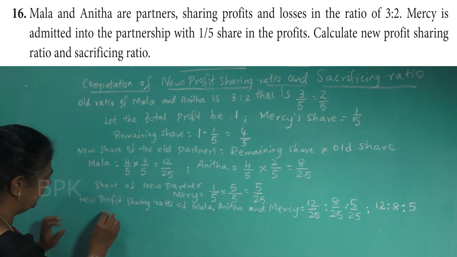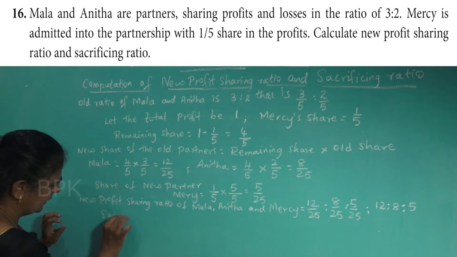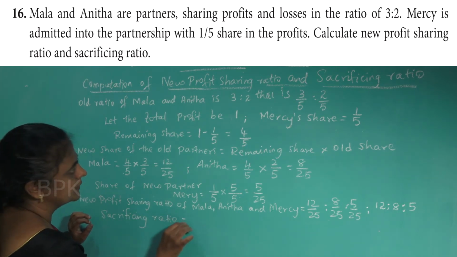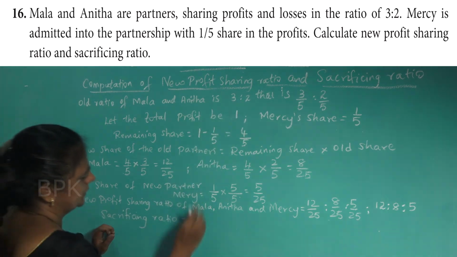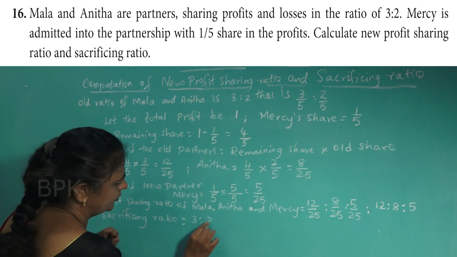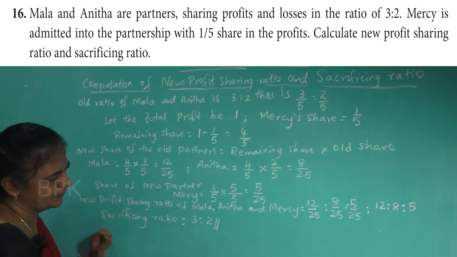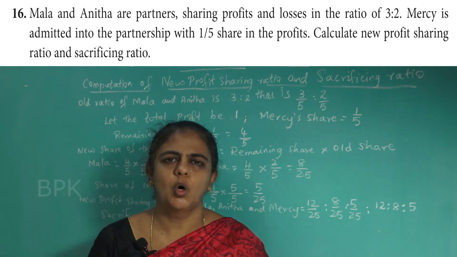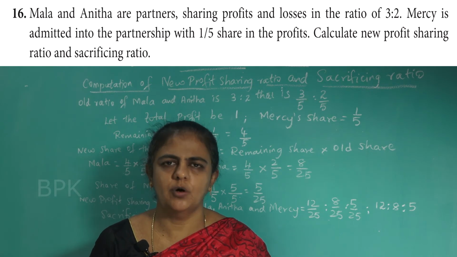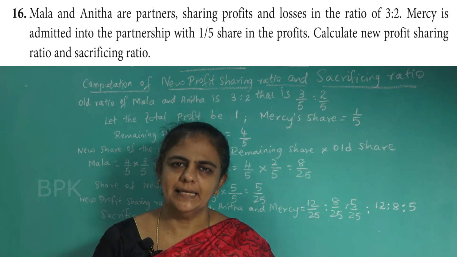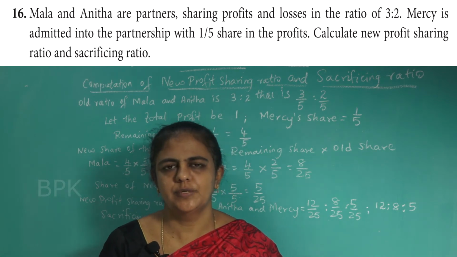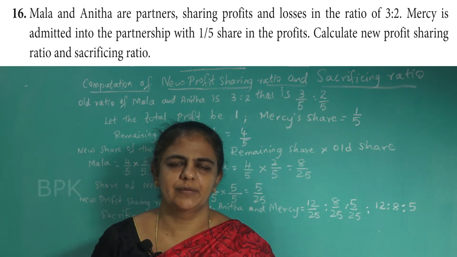So the sacrificing ratio is equal to the same old ratio, 3:2. Understood, children? In the previous sum, the share sacrificed was given, or the proportion of share sacrificed was given, or the new profit sharing ratio was given. Here nothing is given. So you are assuming that the old profit ratio is the sacrificing ratio, that is 3:2.